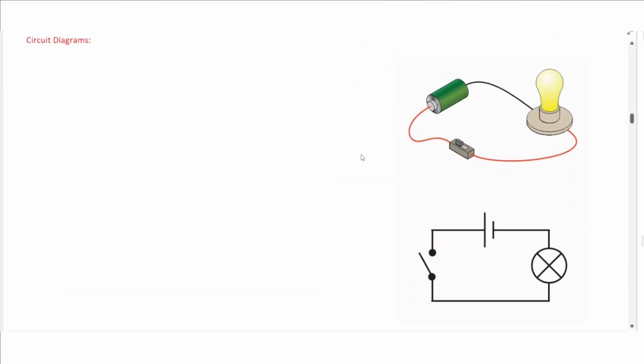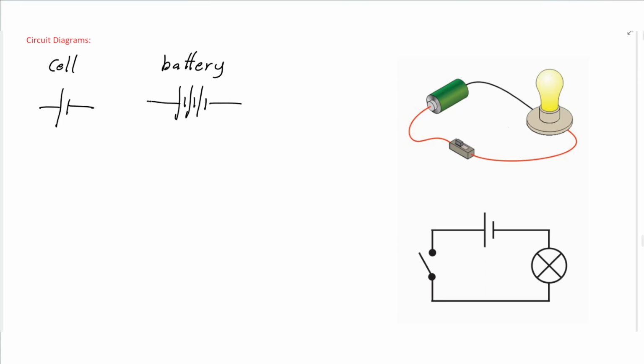Now there are circuit diagrams you are required to remember. For an electric cell, you draw a long line and a small line. The long line represents the positive side, the smaller one represents the negative side. For a battery, you draw several cells connected to each other, either in series or in parallel. You can draw one behind the other like this, with the connecting leads or connecting wires.